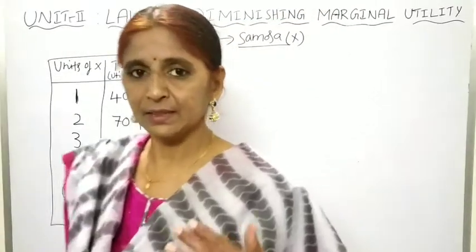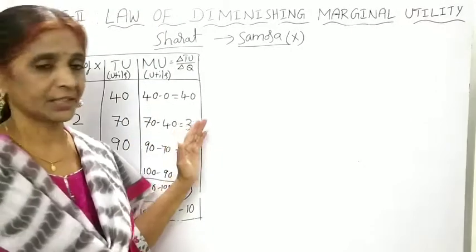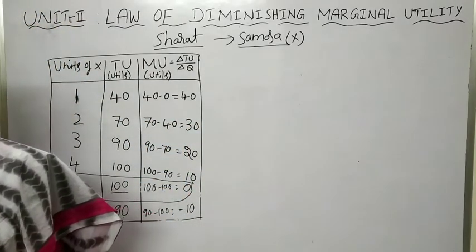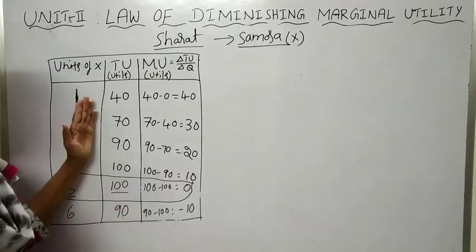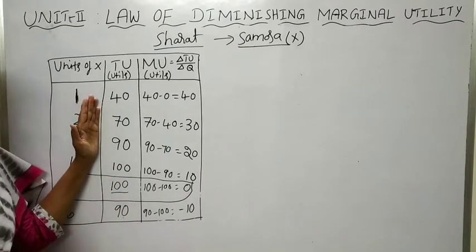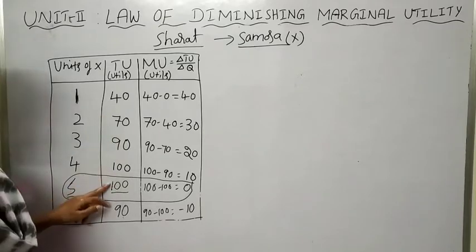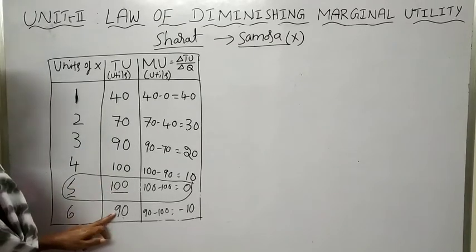Okay children, in this way, this schedule explains that if a consumer is consuming more units of the same commodity, total utility increases in a diminishing way. Later it will become maximum. After that it will diminish.